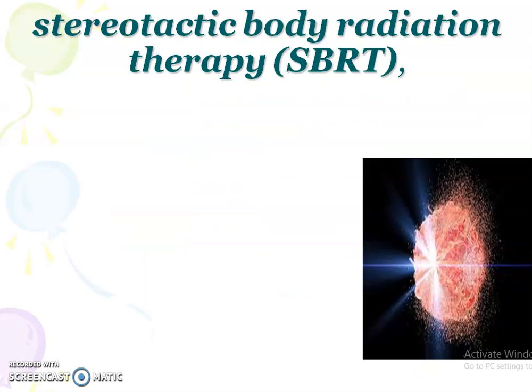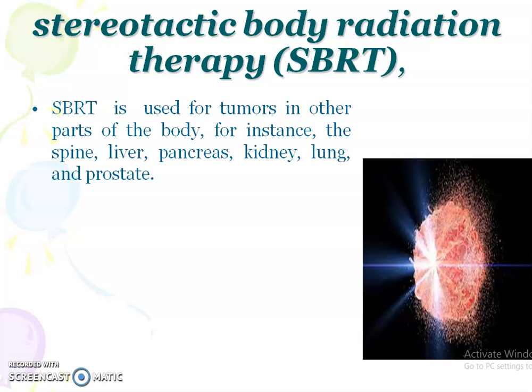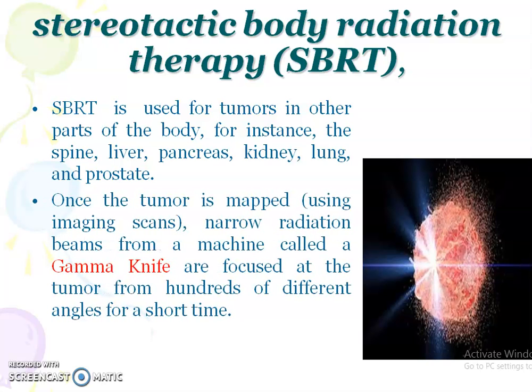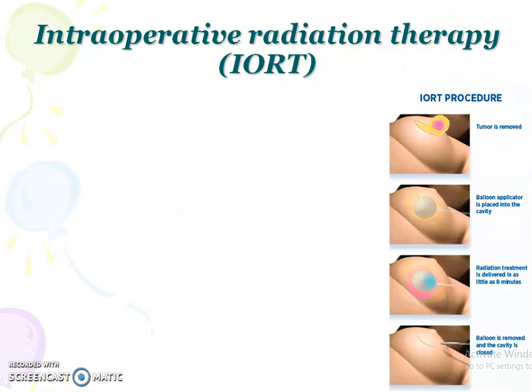Then stereotactic body radiation therapy, SBRT. SBRT is used for tumors in other parts of the body, for instance in the spine, liver, pancreas, kidney, lung and prostate. Once the tumor is mapped using the imaging scans, a narrow radiation beam will be emitted from the machine, which is called a gamma knife. And this beam will be focused at the tumor from hundreds of different angles for a short time.